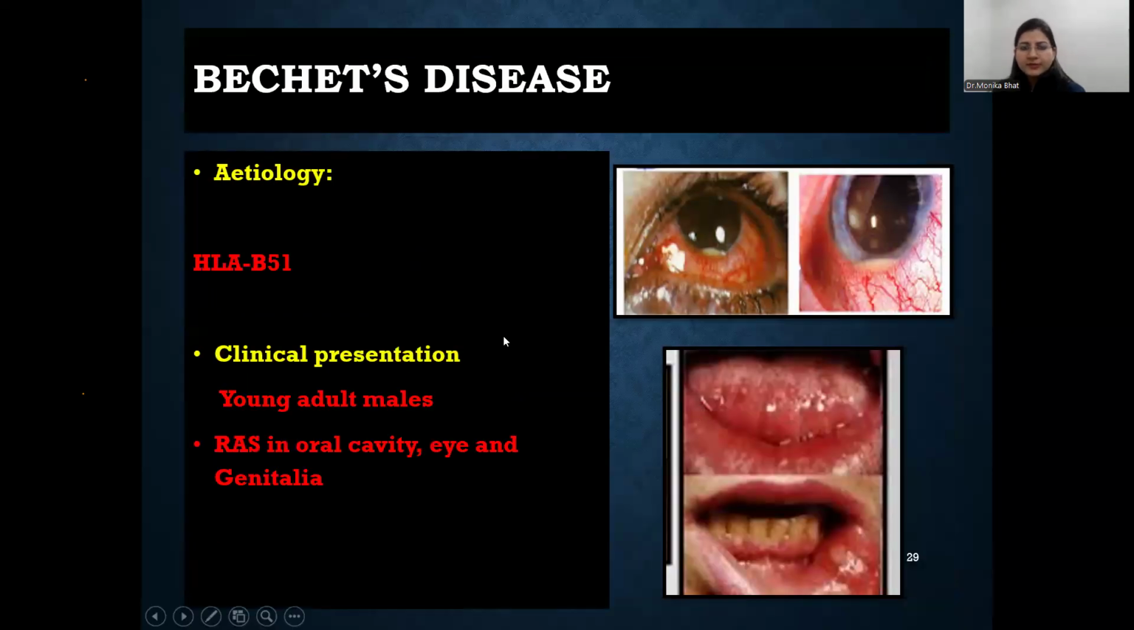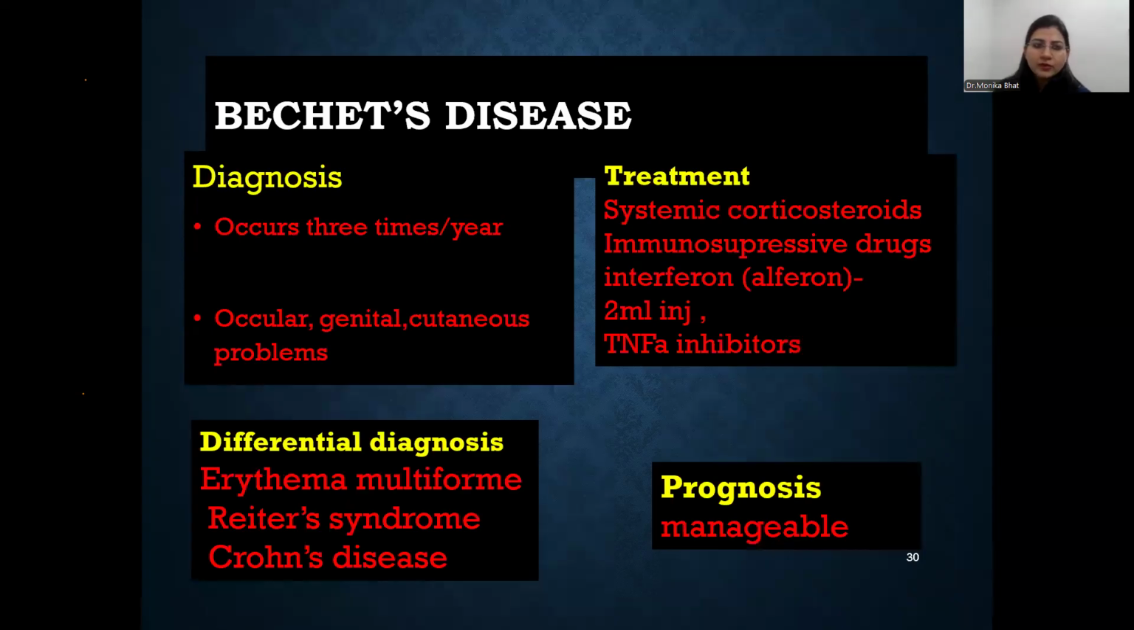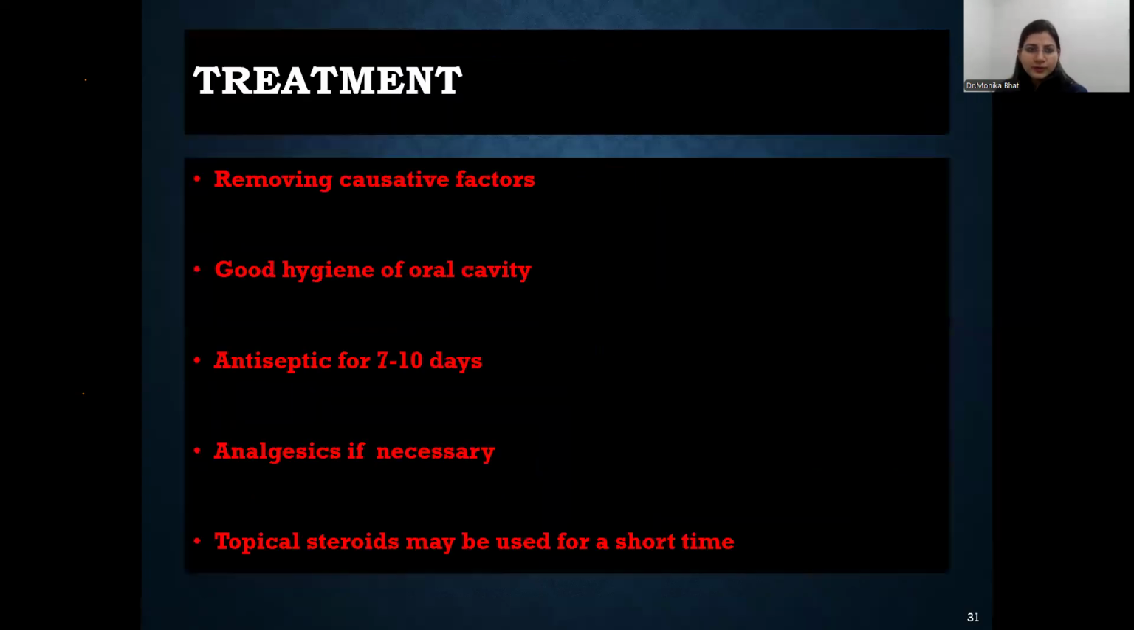Then the disease associated with aphthous ulcers is Behcet's disease, where there is a triad of oral, eye, and genital lesions. Diagnosis: it should occur more than 3 times per year, and the lesions should involve the ocular, genital, and cutaneous regions. The line of treatment will be systemic steroids. The differentials are erythema multiforme, Reiter syndrome, and Crohn's disease, and the prognosis is manageable.